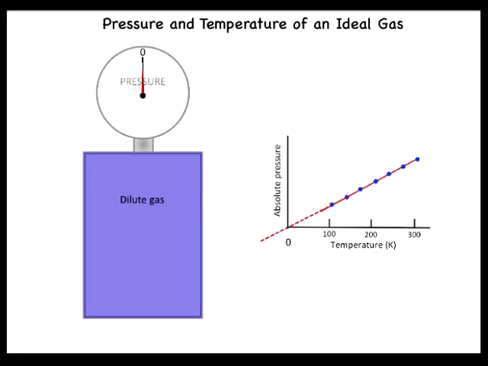Experiment reveals that a plot of gas pressure versus temperature is a straight line that can be extrapolated through absolute zero. The graph indicates that the absolute pressure, P, is directly proportional to the Kelvin temperature, T, for a fixed volume and a fixed number of molecules.